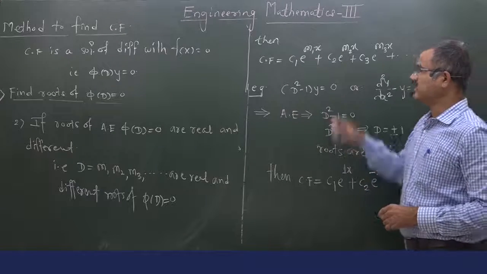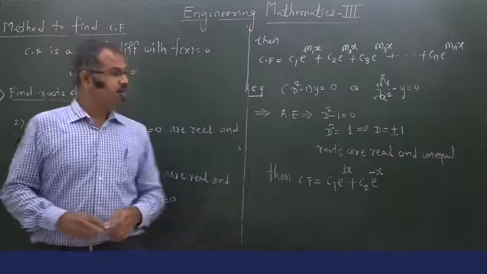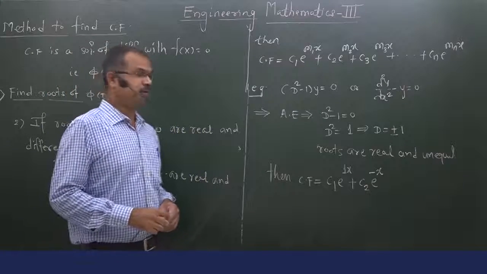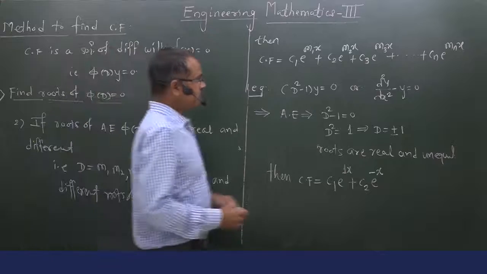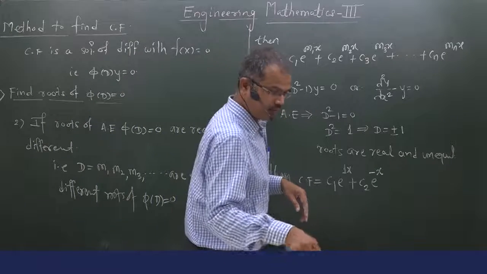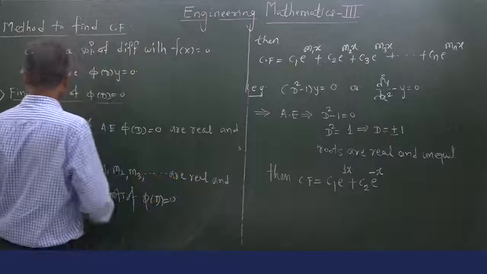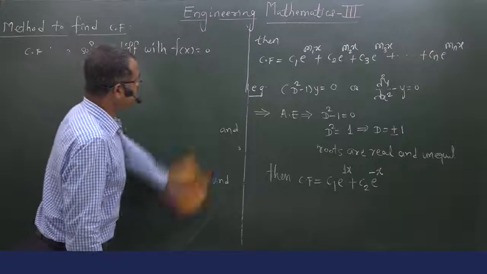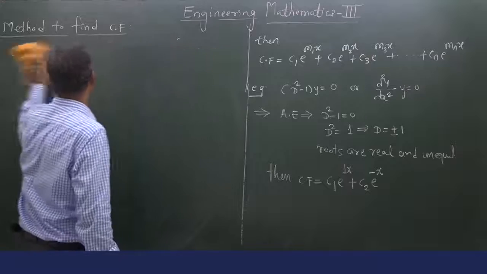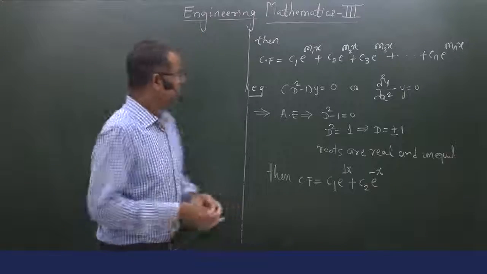If a third order differential equation is given to you, then in the solution there will be 3 arbitrary constants c1, c2, c3. So this is the solution of differential equation having roots real and unequal. Second case is if some roots are equal and others are different.